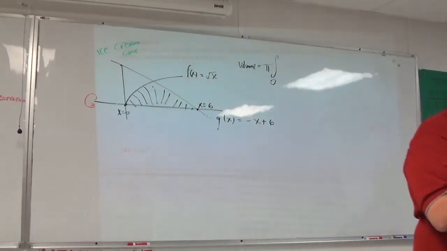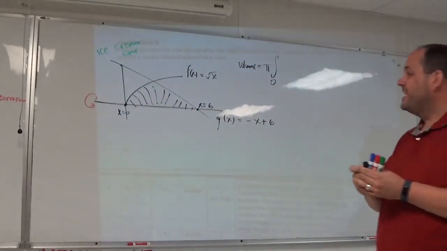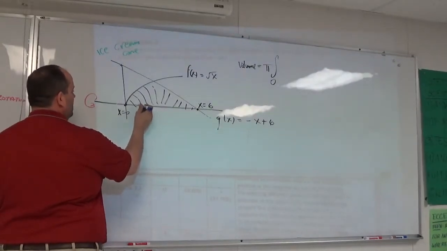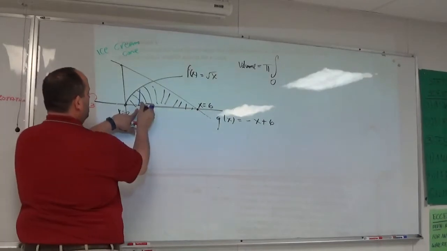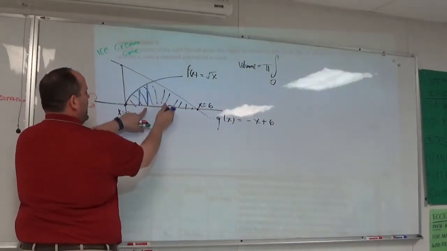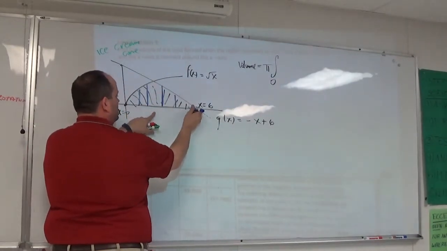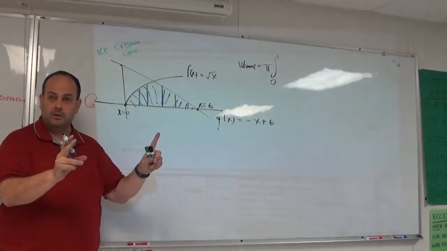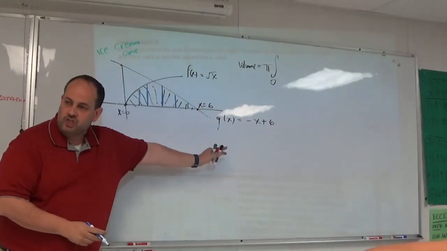The way that you're going to decide, look at your slices. Think about your slices. How long or how tall is that slice? That's f of x. How tall? F of x. How tall? G of x. G of x. G of x. Did you, there was a change? Yes. It was f of x over here was the height, but over here it's g of x.